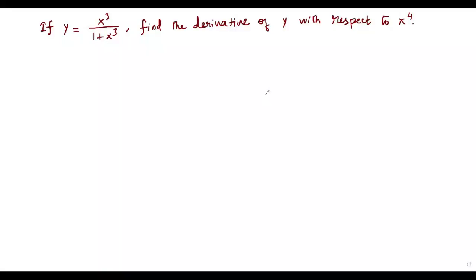Here we have a problem on derivative. Okay, let's go to the question. If y equals x to the third power over 1 plus x cube, find the derivative of y with respect to x to the fourth power.